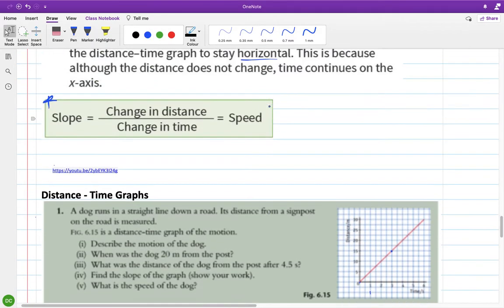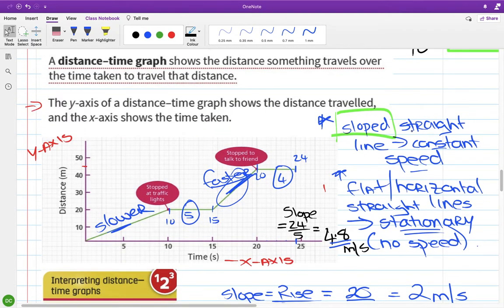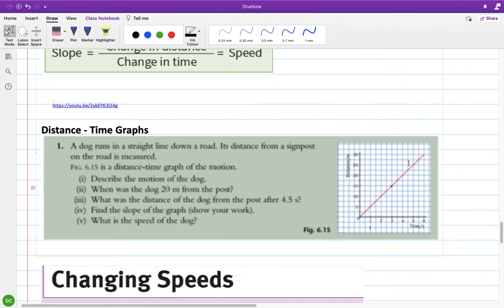Now, up here, where did I write it? Yep. A sloped straight line means a constant speed. So we discussed this. So that's what they're getting at here, okay? We have a sloped straight line. So we can describe this dog as moving with constant speed.